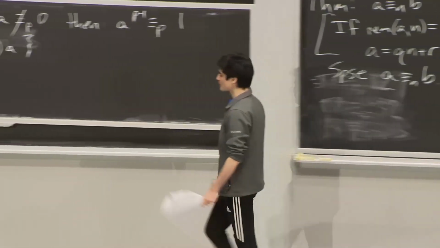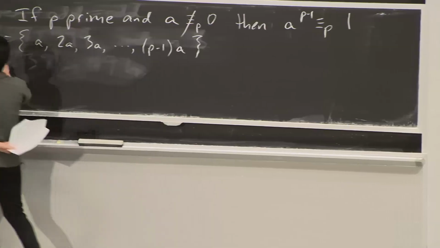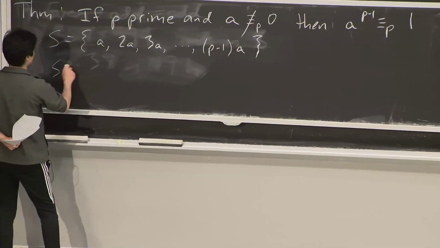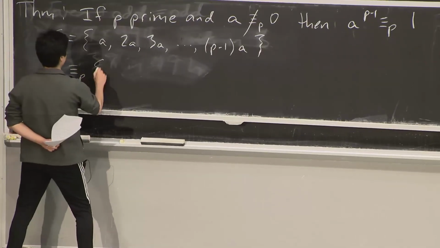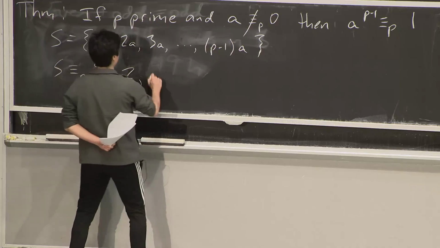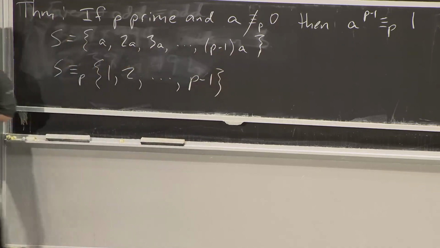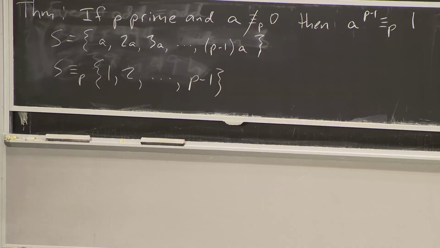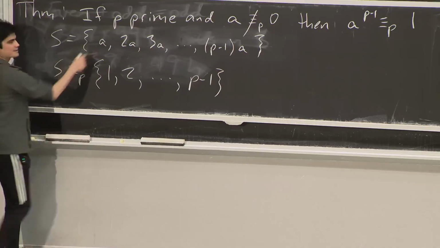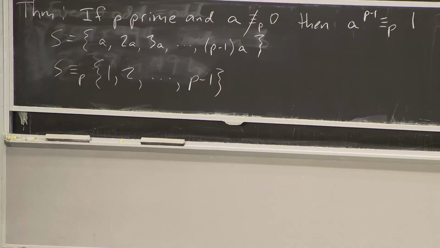Yeah. So the answer was that this is basically equivalent to, this is abusing notation a bit. The claim is that all of these are distinct modulo p and none of them are 0. Okay? Why is that?